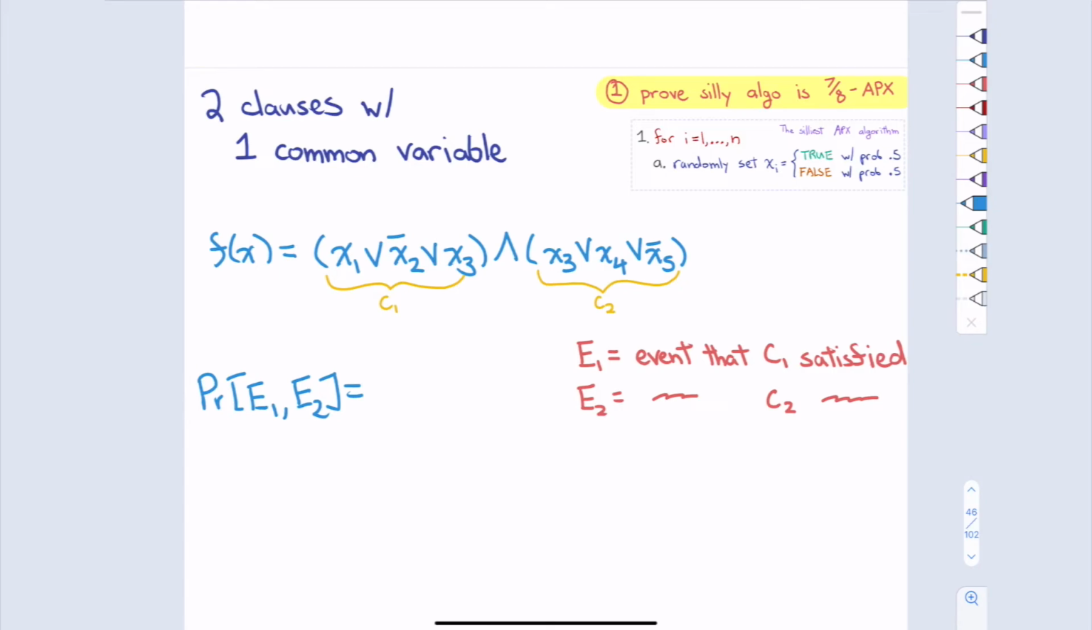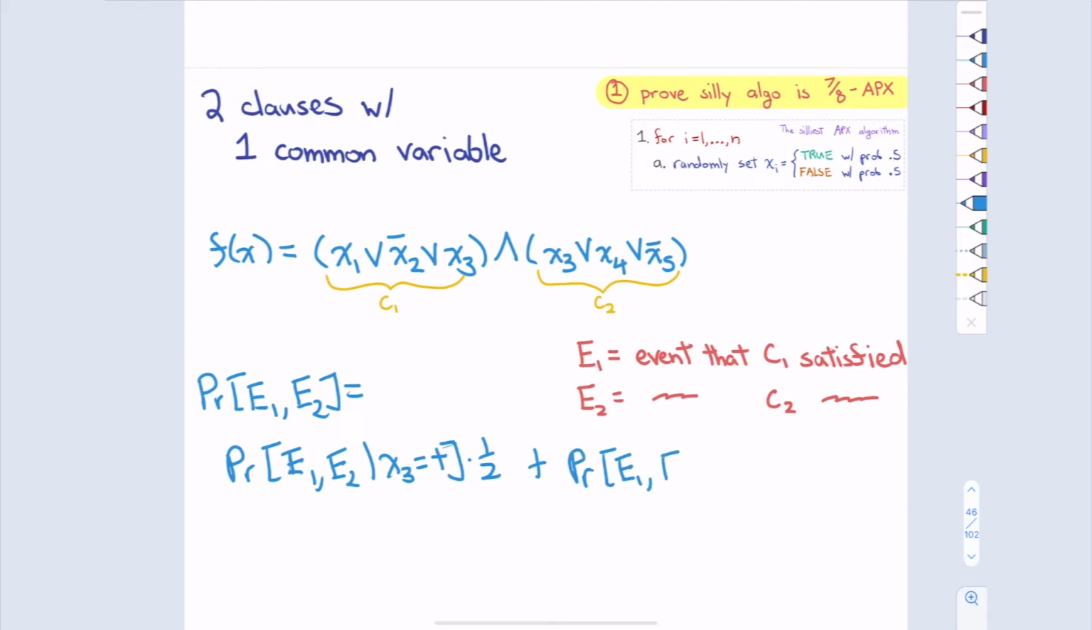Yeah. You had your hand up previously? I was just going to say 1/2, which is the probability x3 is true, plus the probability that x3 is false, which is 1/2, and then 3/4 true. So we can do some conditional stuff. The probability of E1 and E2 given that x3 is equal to true, times the probability x3 equals true, so I'll just write 1/2, plus the probability of both of them given x3 is equal to false, times 1/2, that's the odds that x3 is equal to false. Okay, great. So what we've done, we've conditioned on the one thing they have in common, and then what remains can be split apart.